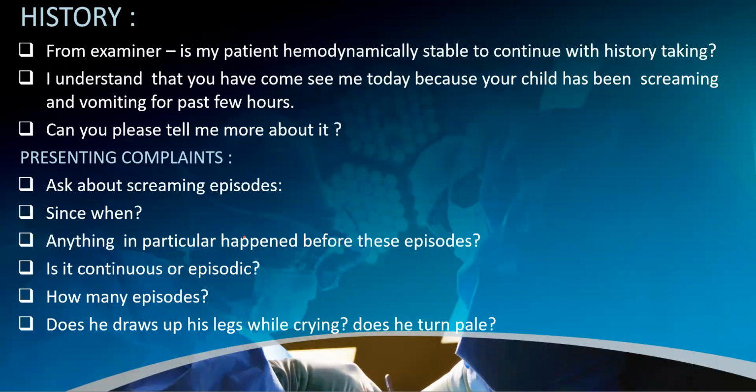So history, obviously, you need to make sure if the child is vitally stable or not. And start with some reassurance and ask about the screaming episodes. So your presenting complaint is screaming. Can you please tell me a little bit more about these screaming episodes? Since when? Is it for the first time? Is there anything particularly happened before this episode? Like the child can have something inhaled, a foreign body inhalation or ingestion can happen. We don't know. So we just need to ask, is there anything particularly happened just before this episode started?